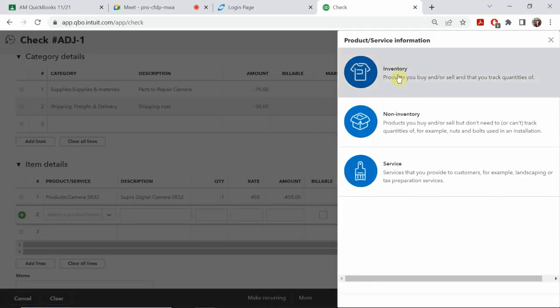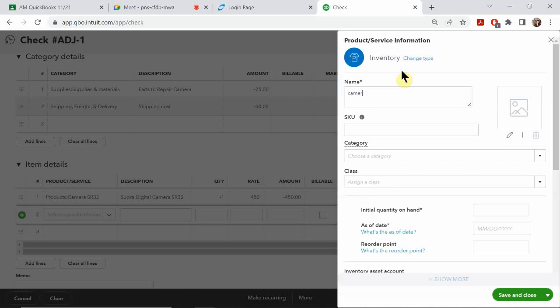There you go. It was an inventory item, but I'm going to call this camera SR32 refurbished. Okay. I'll put all that information in later, so you can always quick add whenever you feel like it.